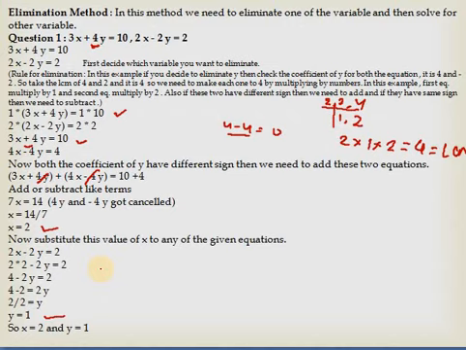So if they have the same sign, then we need to subtract it. If they have different signs, then we need to add it. Hope this is helpful for you. In case of any doubt, you can reach out to me.